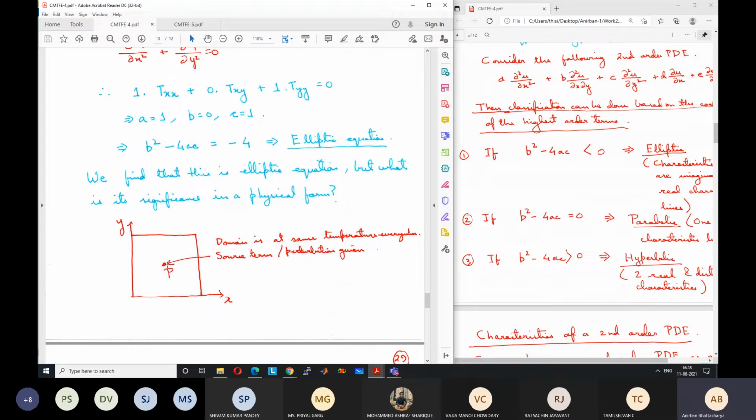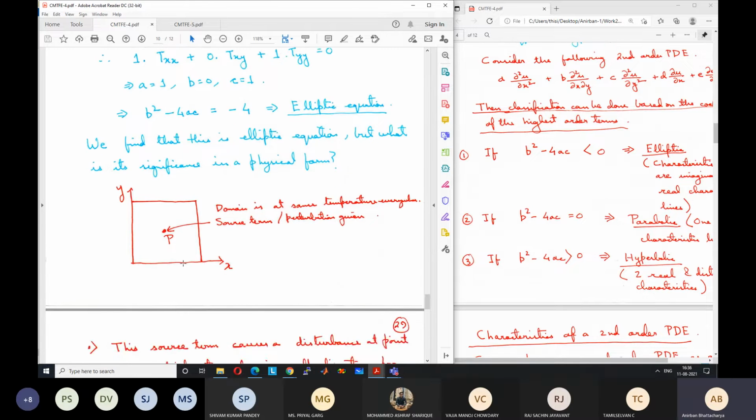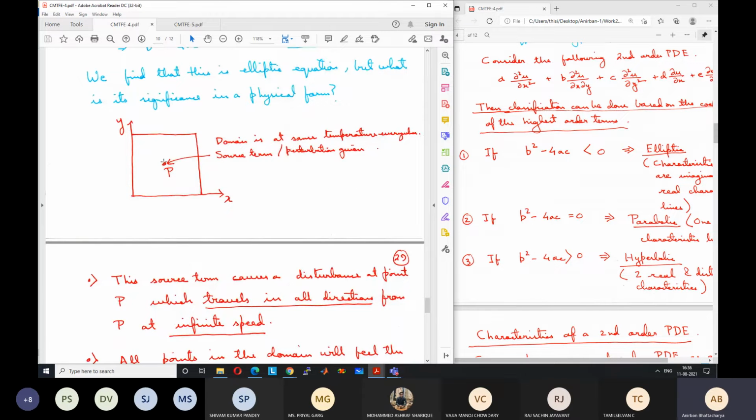So what this equation means is that for 2D steady state heat conduction, this change will be felt in the entire domain immediately. The information that some perturbation has occurred here will travel to all parts of the domain at infinite speed. So the source term causes a disturbance at point P, which travels in all directions. This is important, all directions, because we will see that in some cases it may travel in only one direction. But in this case, the information will travel in all directions from P at infinite speed.